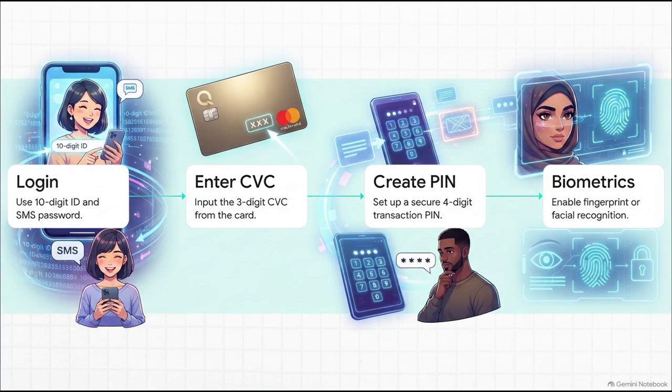Conversely, creating your account and activating the modern Q MasterCard is completely digital and super frictionless. The system guides you right through downloading the mobile app, inputting a 10-digit customer ID, and completing verification using an SMS temporary password. Then you enter your card details, specifically the 3-digit CVC from the back, set up your 4-digit PIN, and crucially, you can enable biometric security like fingerprint or facial recognition. It is highly secure, totally seamless, and you never have to speak to a human being.